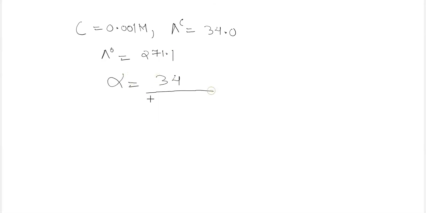On moving further, for concentration 0.001 molar, the molar conductance was given as 34.0, and the molar conductance for NH4OH at infinite dilution is 271.1. So here alpha will become 34 divided by 271.1, that is 340 divided by 2711. The answer will become 0.125.